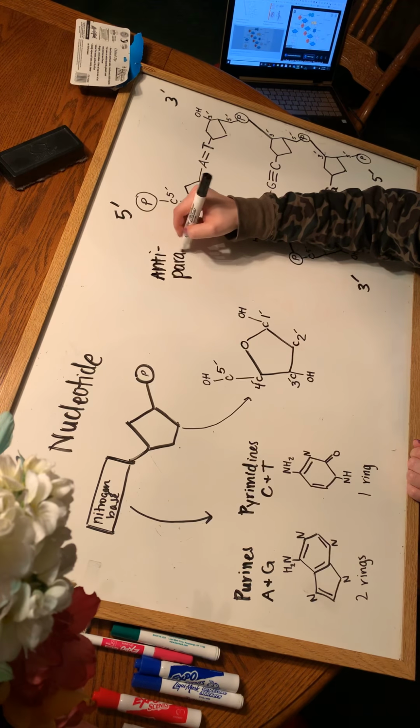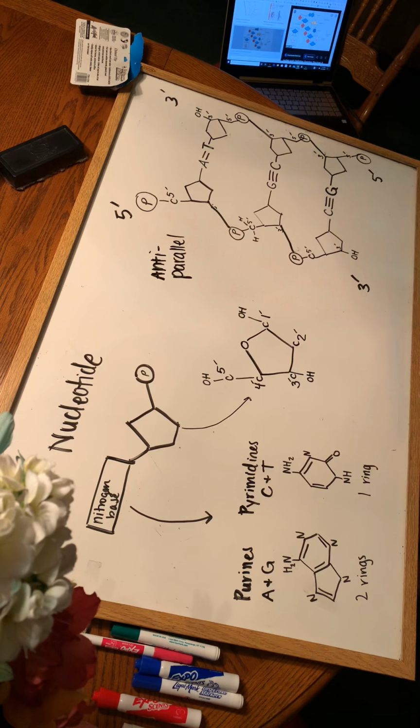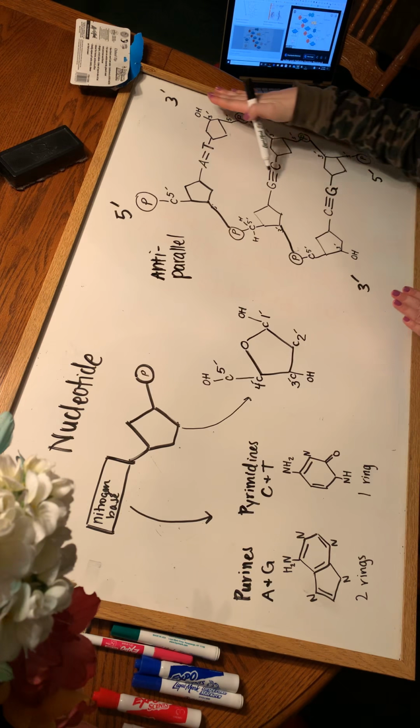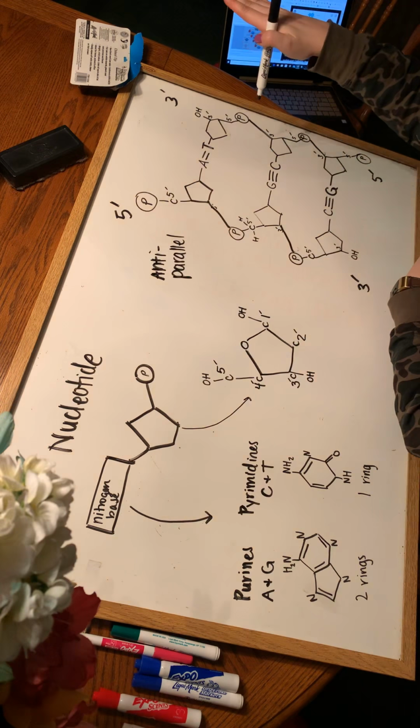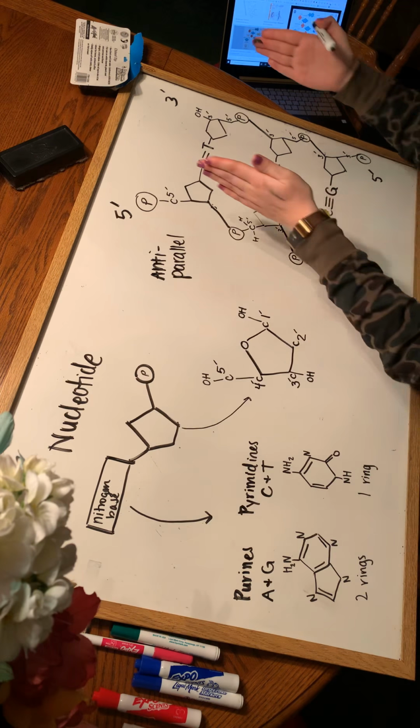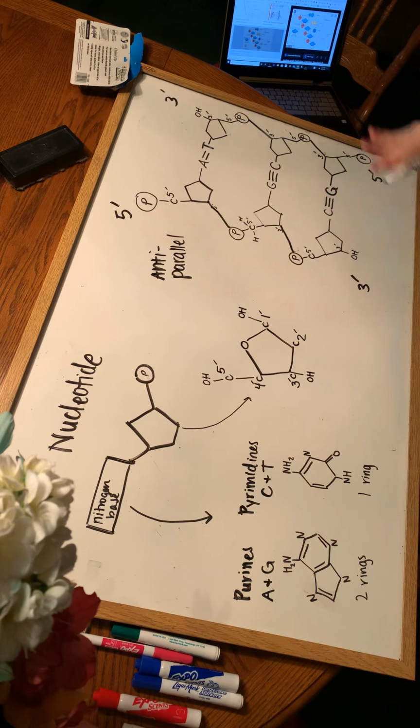You can think of it like a two-lane road. On a two-lane road, the cars on the right side of the road are going this way, but the cars on this side are going this way. It's anti-parallel. They're not running in the same direction. They actually run, one runs upside down. You can think of it that way. Okay? So this is everything about the structure of DNA.